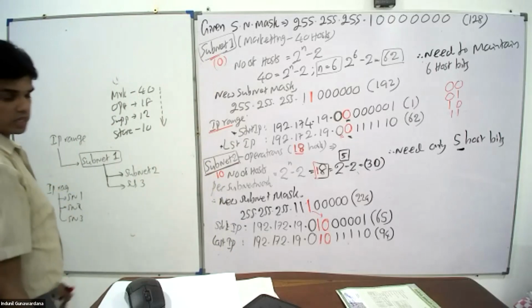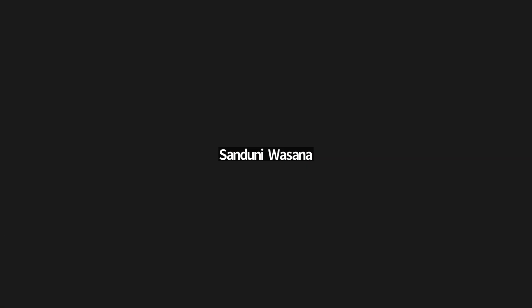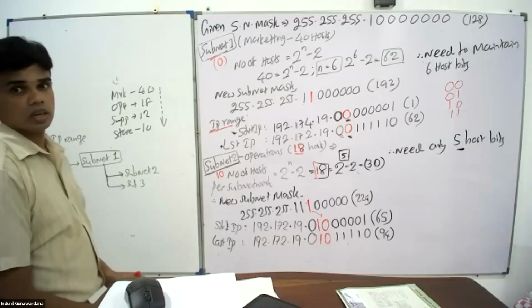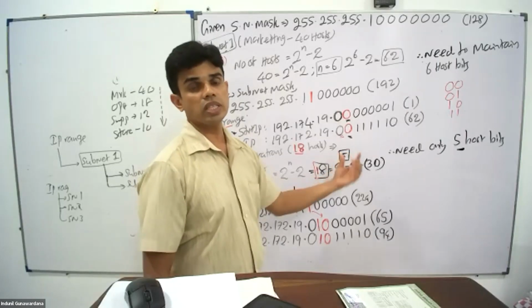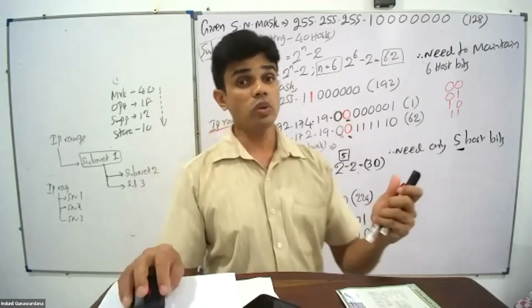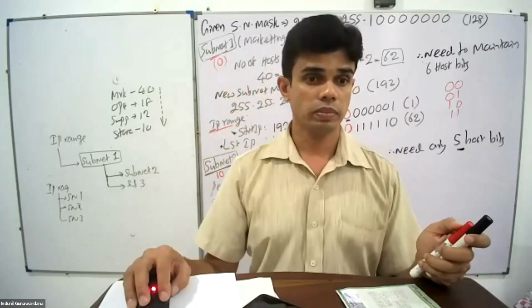Subnet 3 has a host count of 12. Then what happens? 12 now, earlier we found the number of host bits as 5. Now I want to find the number of host bits again to accommodate 12.